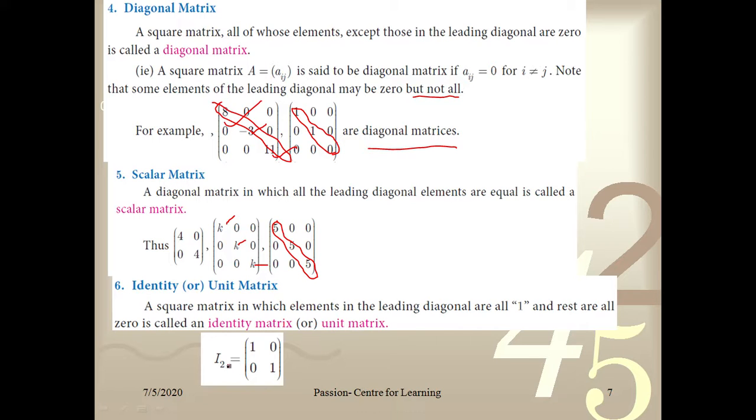Next is the identity or unit matrix. We know identity or unit always means 1. You can see here 1, 1, 1. So only 1 will be there in the diagonal. If there is a value 1 in your diagonal, then it is called an identity or unit matrix.